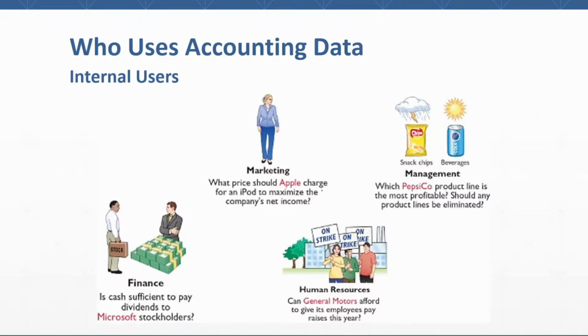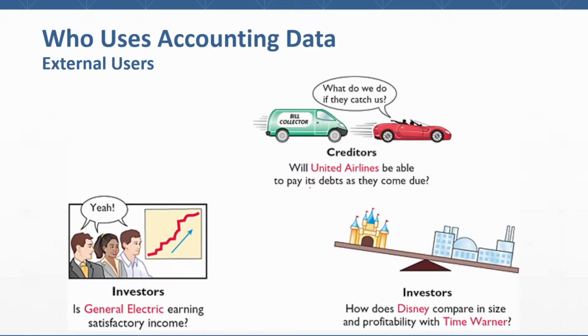But who are those users? So we have 2 groups of users, internal users and external users. Internal users are all those departments, those people working inside the company, like marketing manager, like CFO, even a supervisor in HR, human resource department, could be interested in our reports. But we learned that it is managerial accounting concern to give information to internal users. In financial accounting, we are more concerned about our external users.